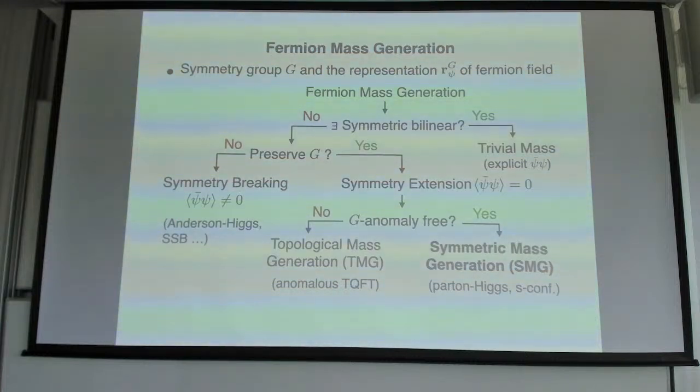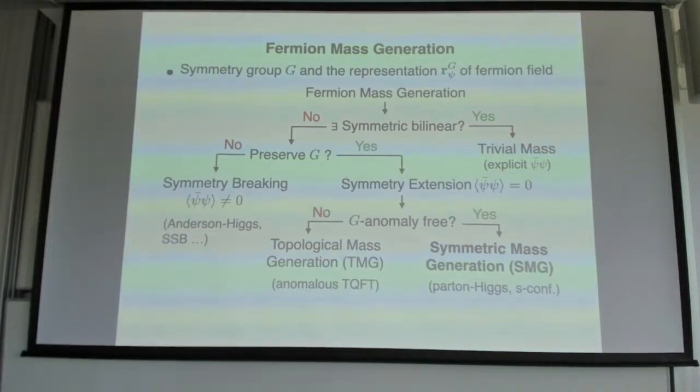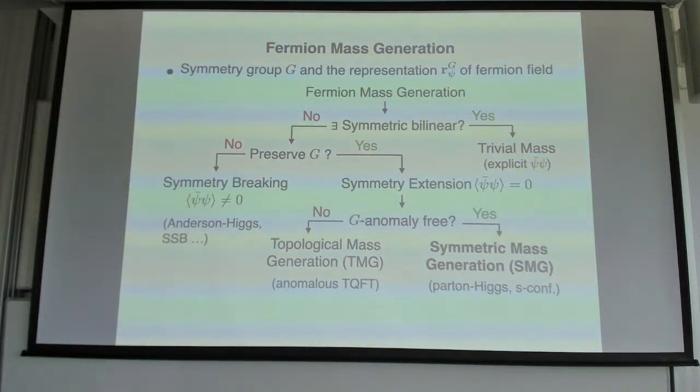You can generate it, meaning that this bilinear expectation value will not be 0 in your ground state, although your action is still symmetric under the symmetry, but your ground state may not be symmetric under the symmetry, such that in your ground state you have this bilinear mass, and the fermion spectrum will also be gapped. So like Anderson-Higgs mechanism, spontaneous symmetry breaking, chiral symmetry breaking, they all belong to this category.